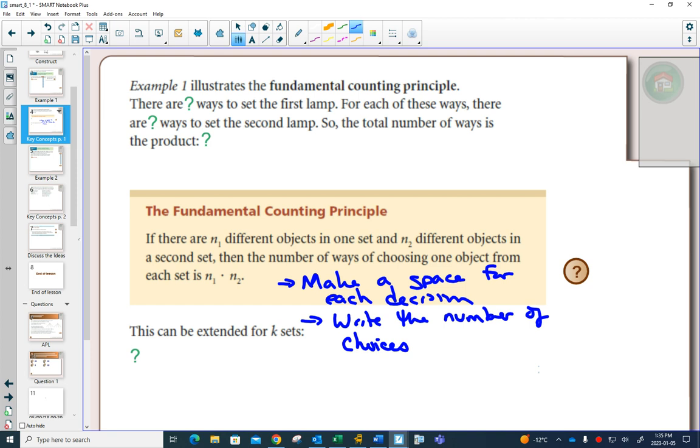And then we wrote the number of choices for each decision. Because what they've done in their one is they've only done 2 spaces and choices in each one. You could have more decisions. What we had in our fans, we had 3 decisions that needed to be made. And so on and so forth.